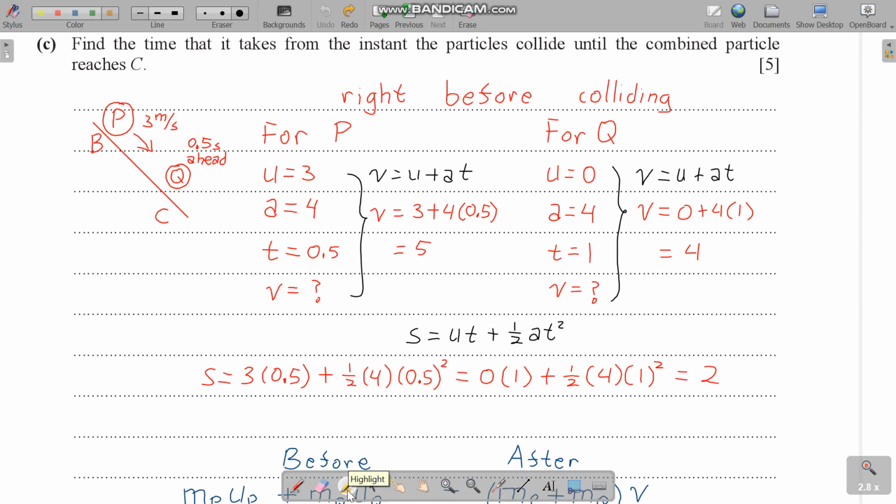Now we also need the distance traveled. When they collide, how far is it from B? We use s equals ut plus 1/2 at squared. If we use these numbers for P, we get 2. And if we use these numbers for Q, we also get 2, of course, because when they collide, they have traveled the same distance. That's how they collide. We can use P or Q, we get exactly the same distance.